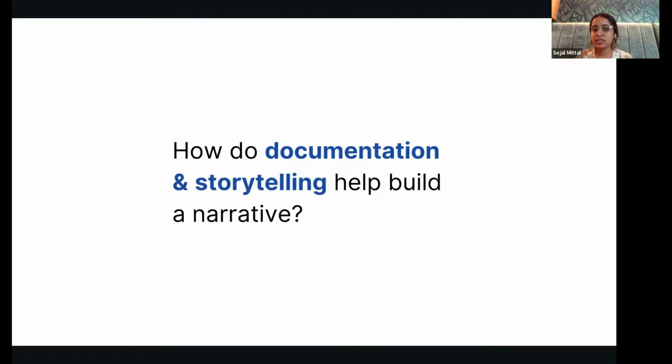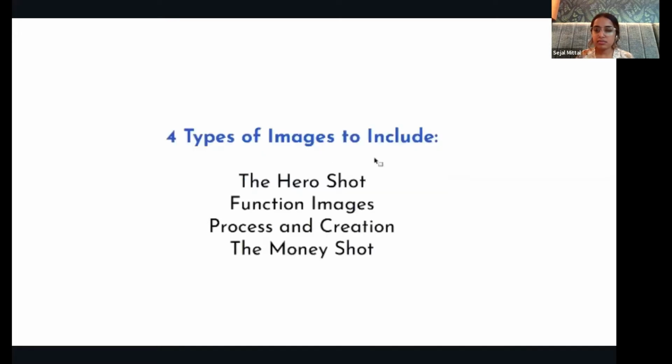So, how do we document and storytell to build a good narrative? We can talk about the kind of images we want to include whenever you're showing your project as industrial designers or UX designers, in a presentation or the documentation file. The four types of images we include are the hero shot, the function images, the process and creation, and the money shot. We can talk in detail about what each of these means.